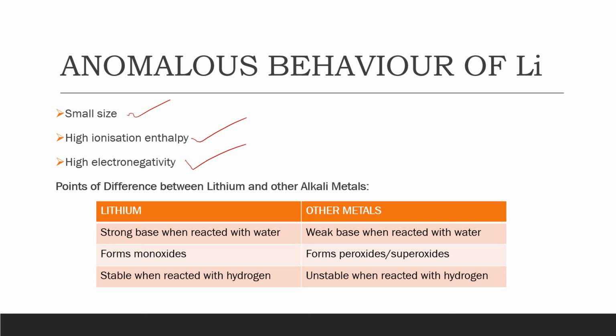Now let's see the difference between lithium and other metals in the same group. Lithium is a strong base when reacted with water, while other metals are weak bases. Lithium forms monoxides when reacted with oxygen, while other metals form peroxides and superoxides. Lithium is stable when reacted with hydrogen, while other metals are unstable when reacted with hydrogen.